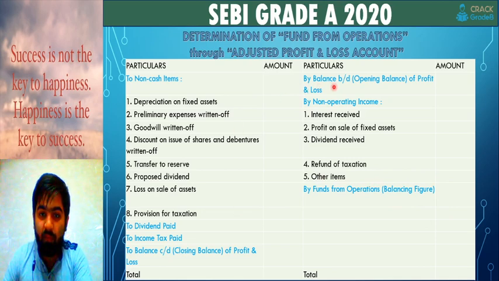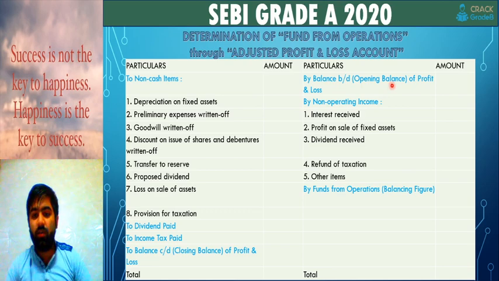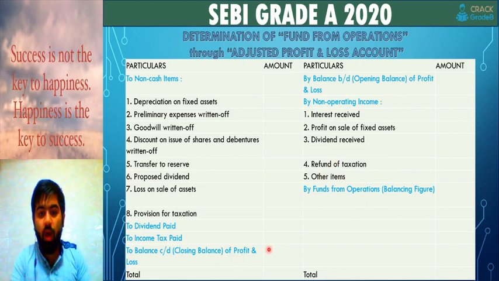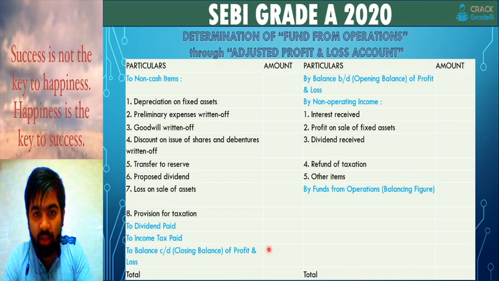Starting from the beginning, we have to enter at first here the opening balance of profit and loss account, and here we have to write the closing balance of profit and loss account. Just forget everything else in this format. We have fund from operation as balancing figure here, opening here, and closing here. Now understand, assume a balance sheet. We have 50,000 rupees in the profit and loss account at the beginning. We are preparing the balance sheet from April 2019 to March 2020. So in April 2019 in the beginning we have 50,000.